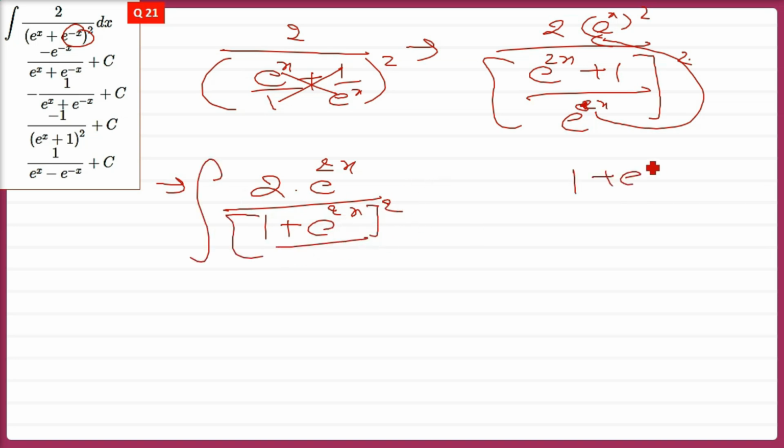Now we have to integrate it. So 1 plus e raise 2x, if we take it as t, then dt by dx will be equal to e raise 2x and then differentiation of 2x, which will be 2.